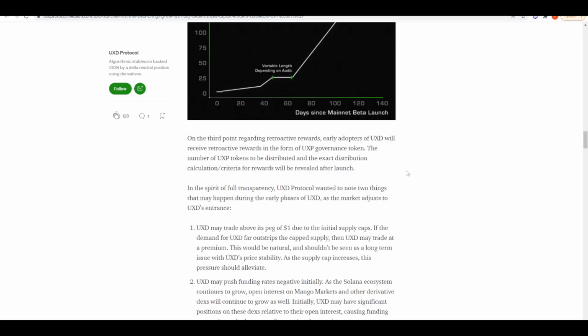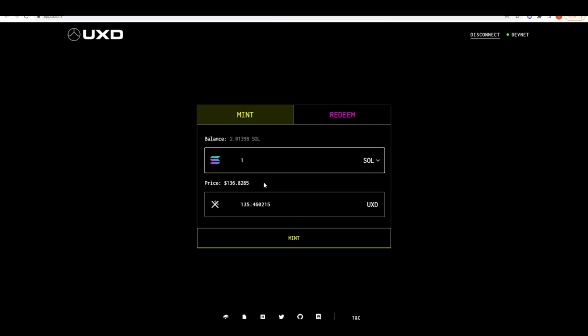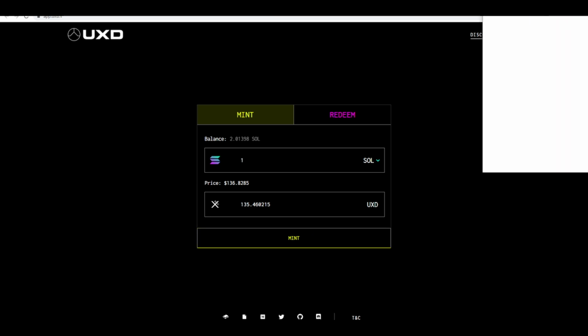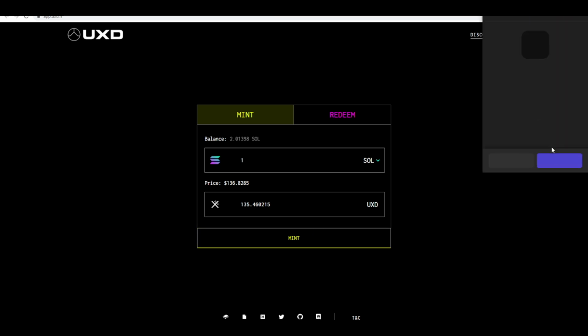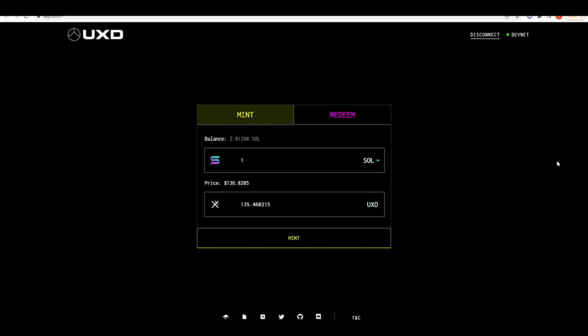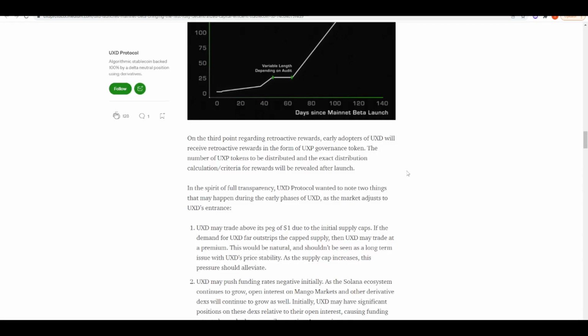So you can go ahead and mint the token. You're going to need to go to their website, have some Sol in your wallet, and then you give Sol over to the protocol, and you're able to mint an equivalent amount of UXD tokens to the value of that Sol. So if you deposit one Sol, you're going to get back like 98.49 UXD in return. You could also go ahead and hold the UXD tokens.